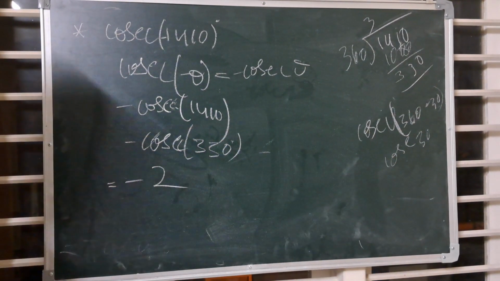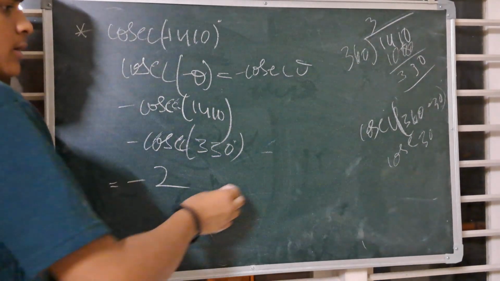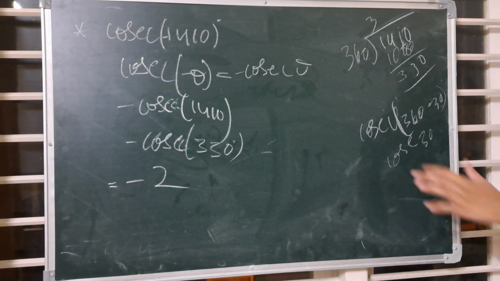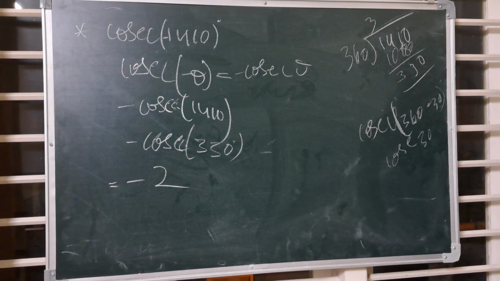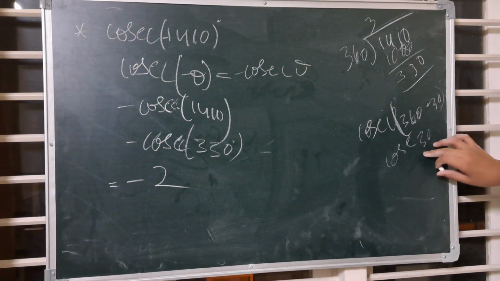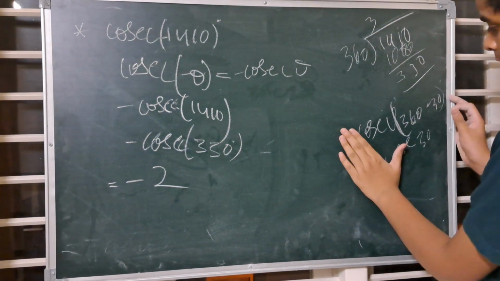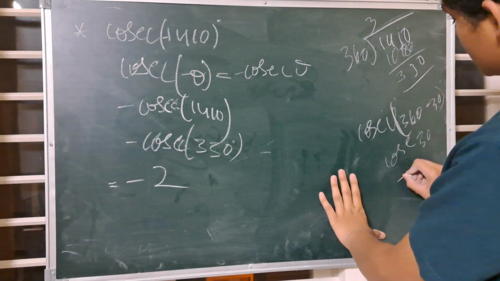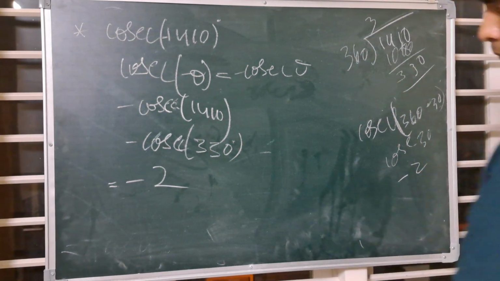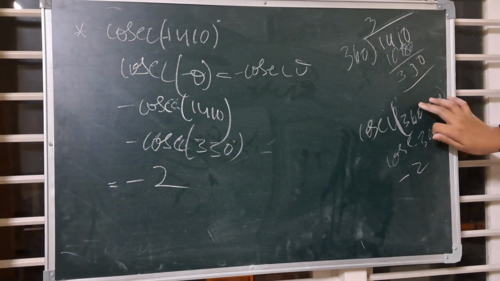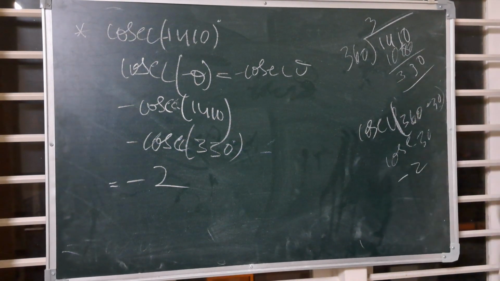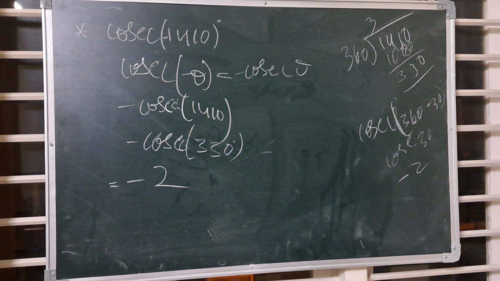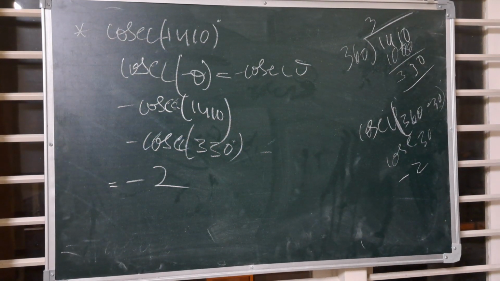Sorry friends, one small mistake here. Cosecant of 360 minus theta means we'll get minus cosecant 30 degree. So here we'll get minus 1 by, that is, 2. That is the value of cosecant of 360 minus theta, which comes in the 4th quadrant. In the 4th quadrant only cos and secant are positive, so cosecant will be negative.